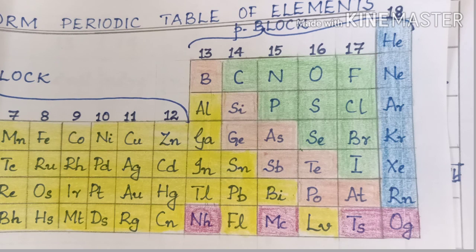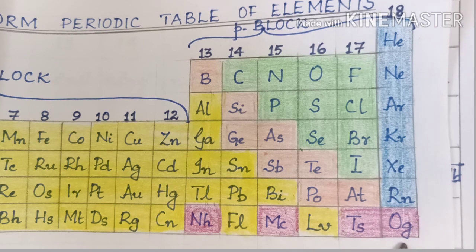However, inert pair effect is absent in the case of group 18, because group 18 elements are generally inert in nature. Only xenon will form compounds with fluorine. That will be learned in detail in the next class.